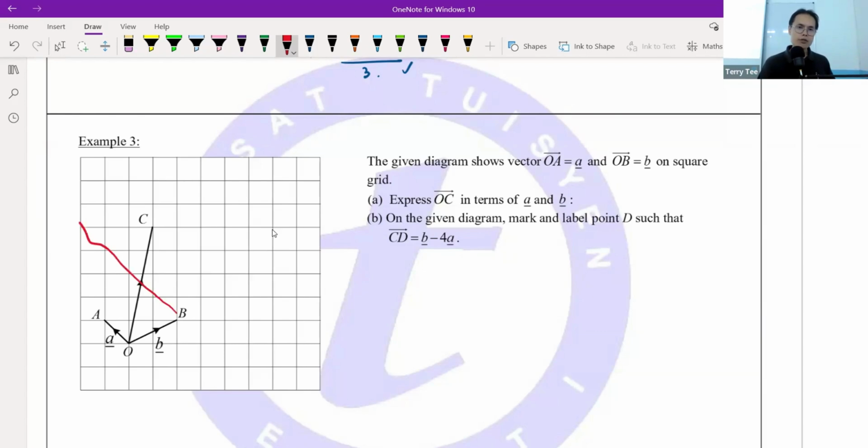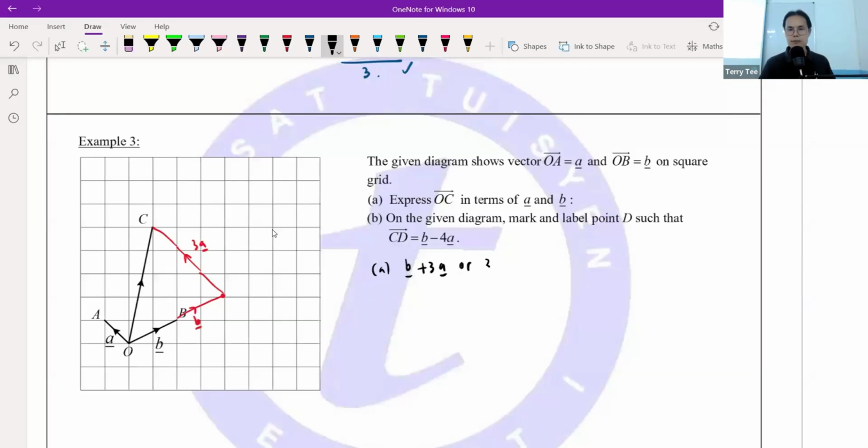Will it ever reach point C? No. So I need to do one more B. This is how many B? 2B. This is 1A, 2A, 3A. Okay, so your outcome for part A, OC, it is 1B plus 3A.